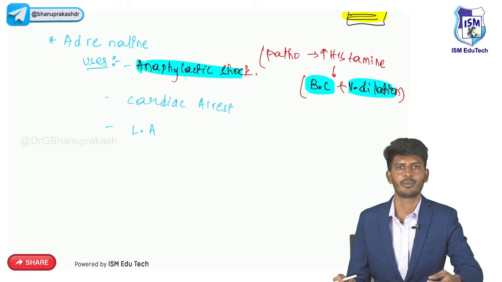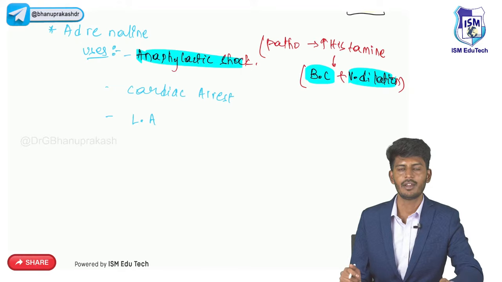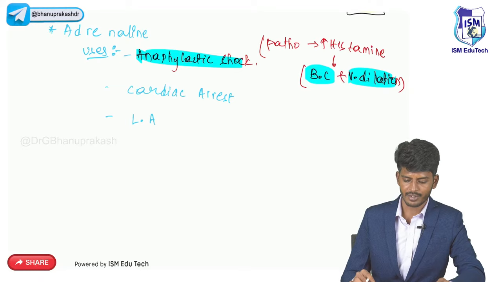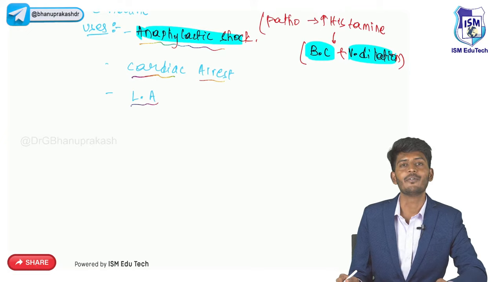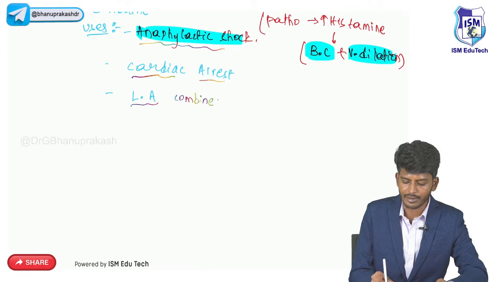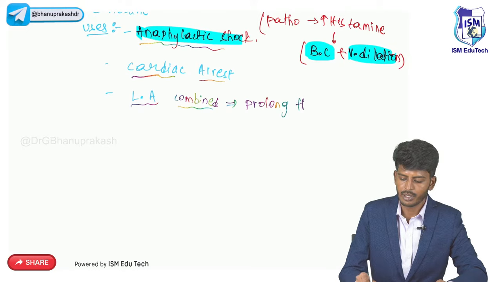But with that being said, we were talking about adrenaline. Adrenaline is not just a drug but is also present in the human body. Now we have to understand adrenaline, right? So we have something called anaphylactic shock. We have something called cardiac arrest. And it is also used with a local anesthetic. Remember, combined with local anesthetic. Why do we combine it with a local anesthetic? The MCQ will be asked, why do you combine? Because adrenaline will prolong the duration of action of your local anesthetic, right?